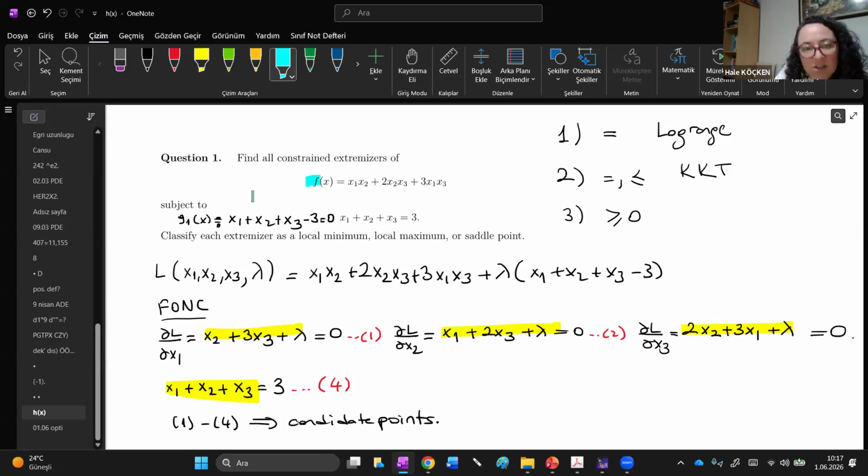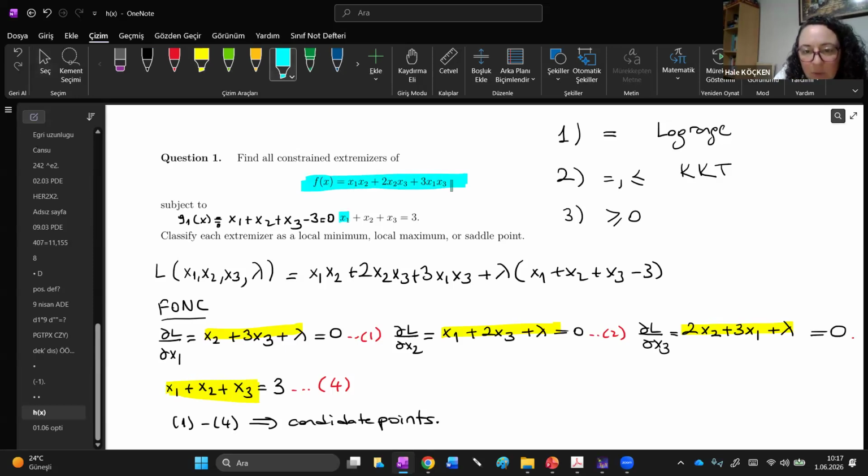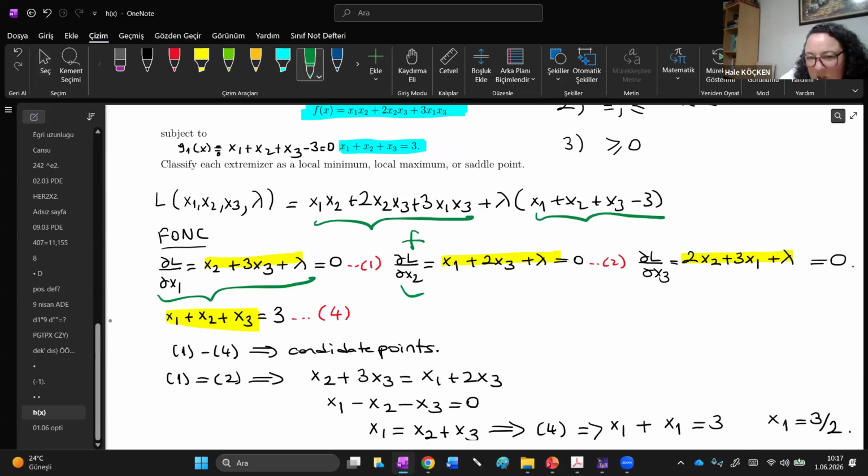The question is, f of x is equal to x1x2 + 2x2x3 + 3x1x3. And the condition is only one equality, no Kuhn-Tucker but Lagrange: x1 + x2 + x3 is 3. The summation of them is 3. So the question is, classify each extremizer as local maximum, minimum, or saddle point. This is our Lagrange problem. This is our function f, and this is lambda times the equality constraint. First order necessary condition: the derivatives with respect to x1, x2, x3 are 0.